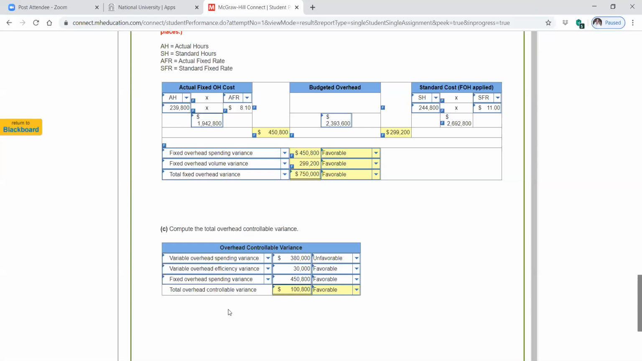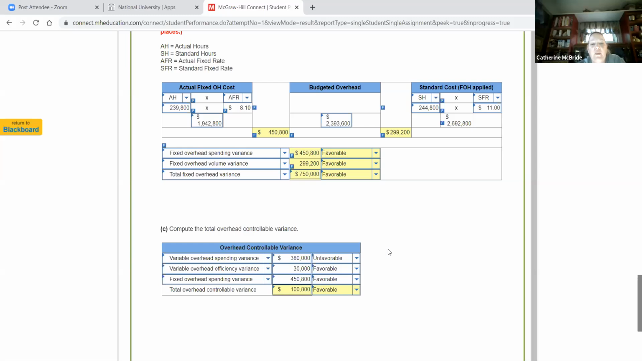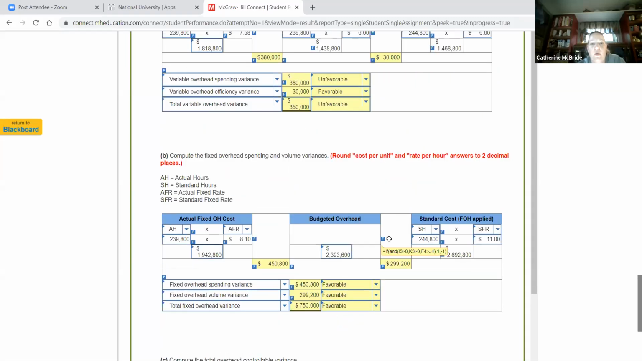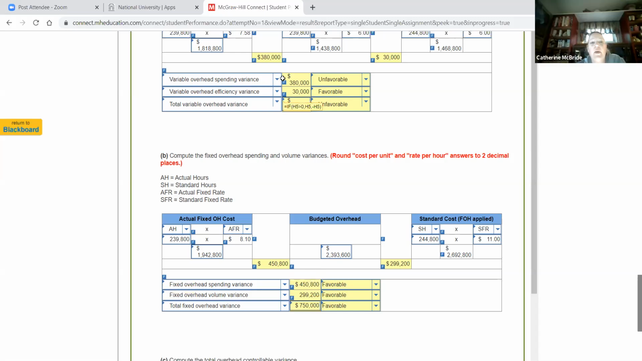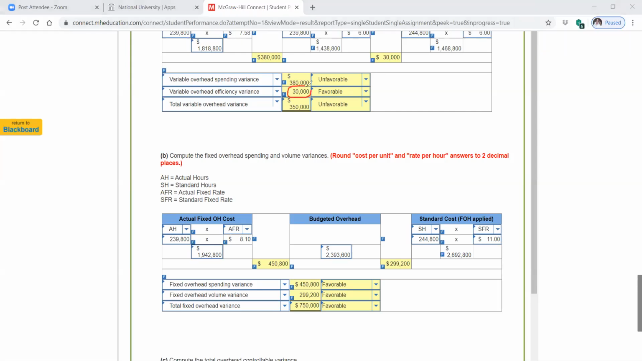So variable. Okay. The variable overhead spending variance is the 380,000. That's right here. I'm tracking that, and I'm tracking the 450,800. What I'm not tracking is the other one, this one, the variable efficiency. Why is that one included?